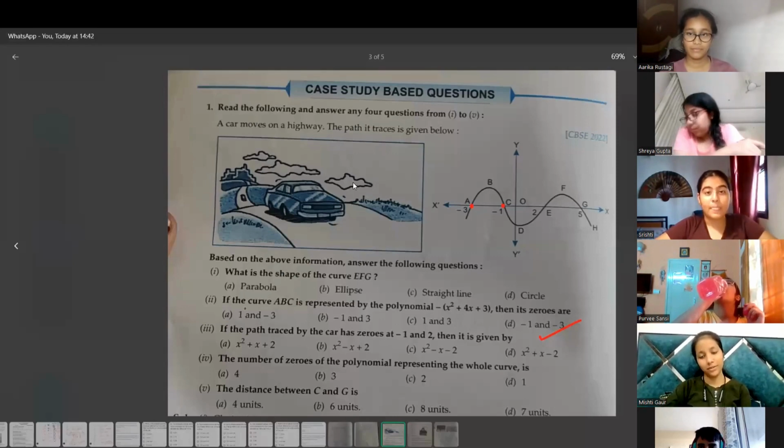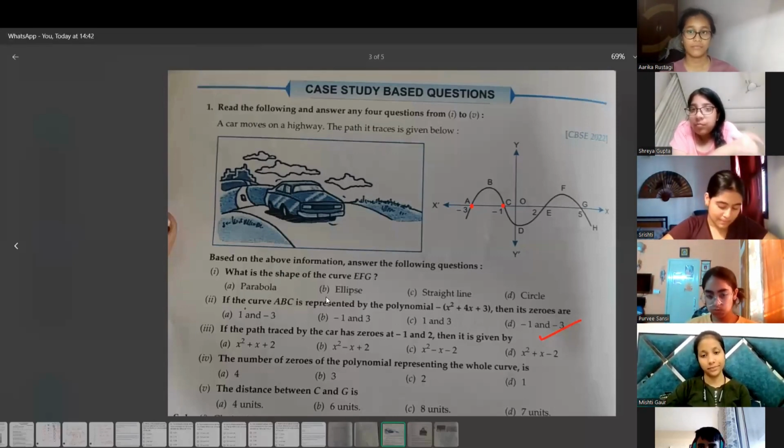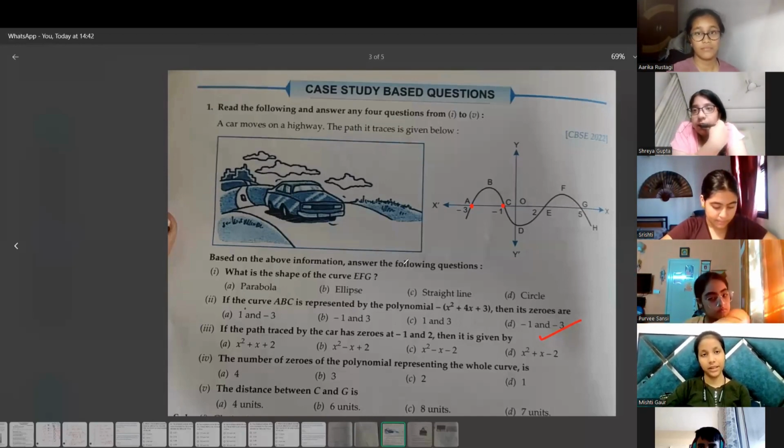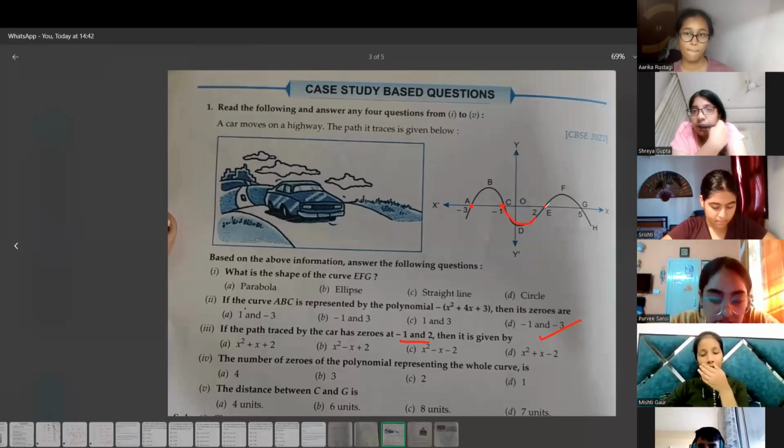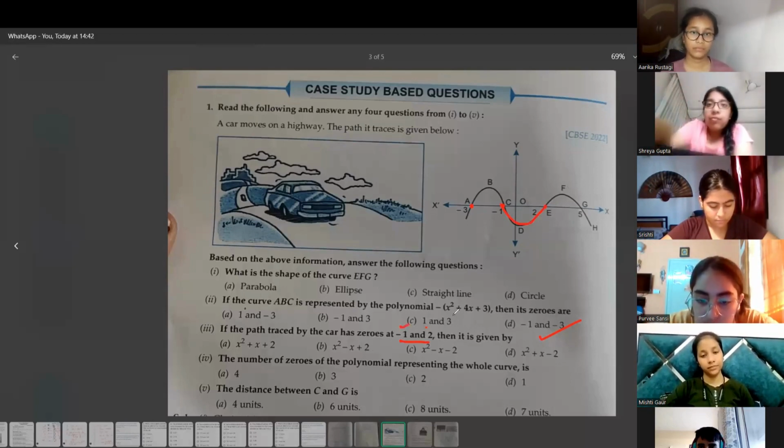Okay. So we are now discussing the third part. If the path traced by the car has zeros -1 and 2, then it is given by, see, -1 and 2. So this is -1 and 2. That means they're asking you the polynomial for this curve, this parabola, right? So how will you do this? This is one zero, this is another zero.